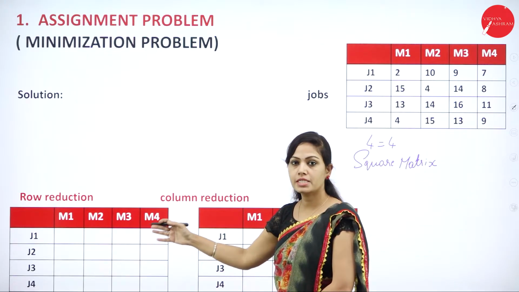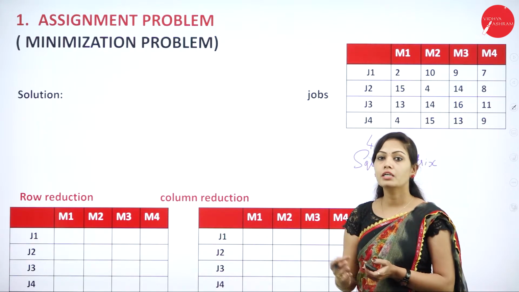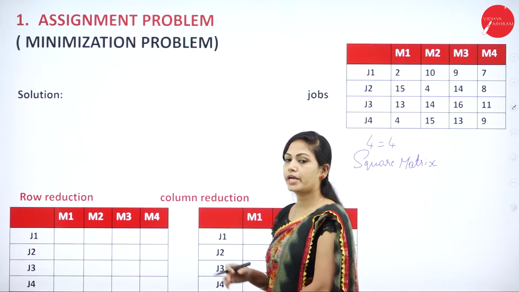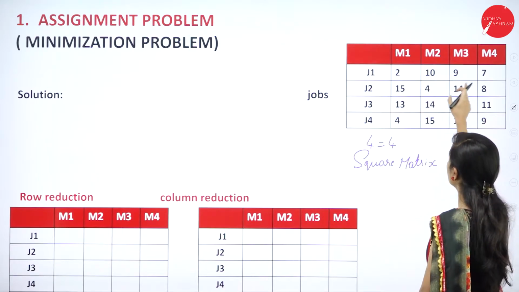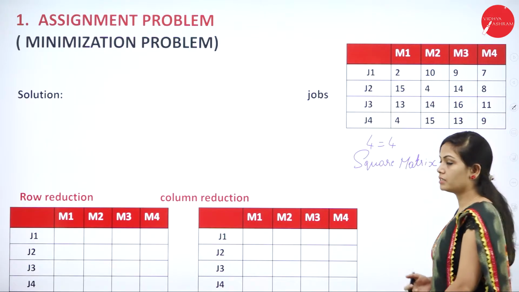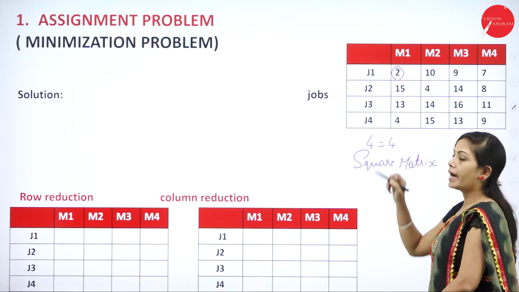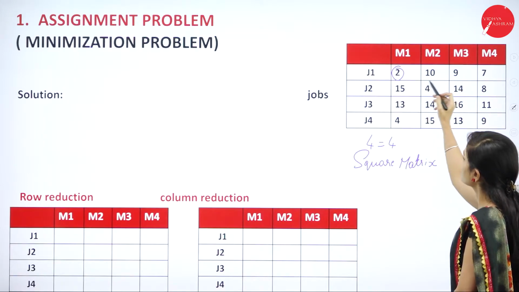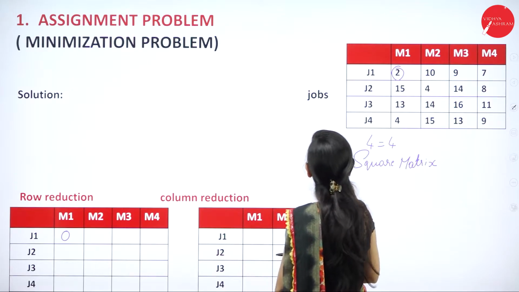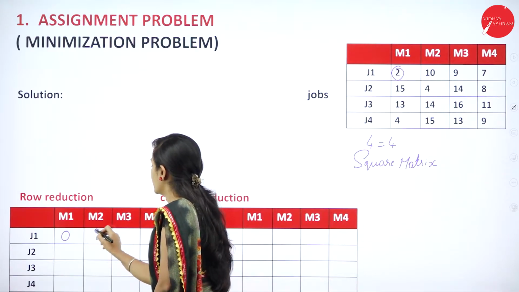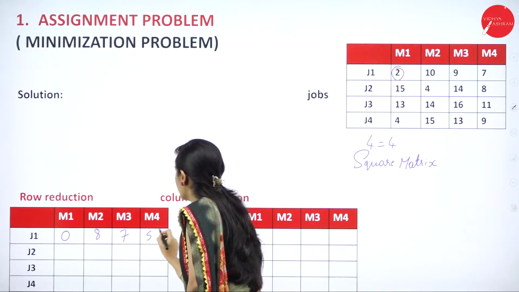So, next step is row reduction. After finding the square matrix, we have to find the row reduction. How will you find the row reduction? Just consider all the rows. In every row, you have to consider the least value and subtract it from the other values. Here in the first row, the least value is 2. Subtract this least value from the other values. So, 2 minus 2 is 0, and 10 minus 2, 8. 9 minus 2, 7, and 7 minus 2, 5.